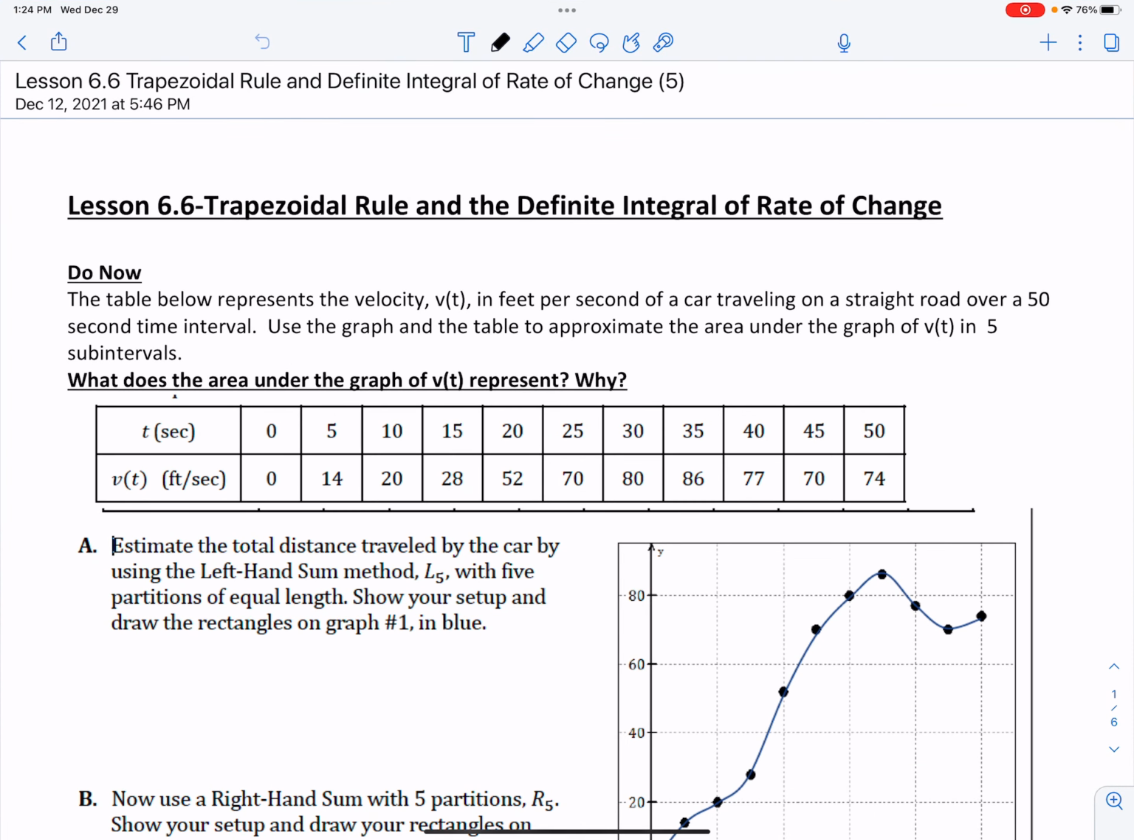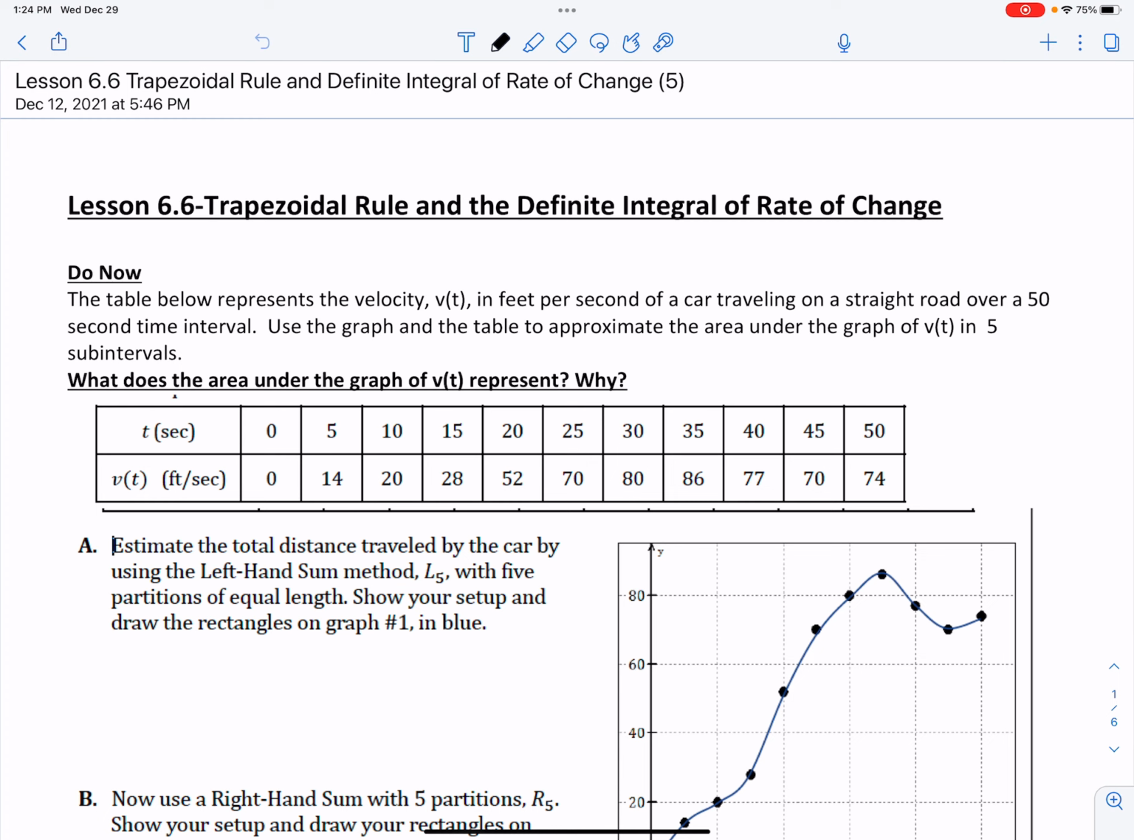Hello everyone, I'm going to go over lesson 6.6 with you, the trapezoidal rule and definite integral of rate of change. This lesson is how to approximate the answer to a definite integral by finding the area under the curve using rectangles or trapezoids. So let's take a look at the do now.